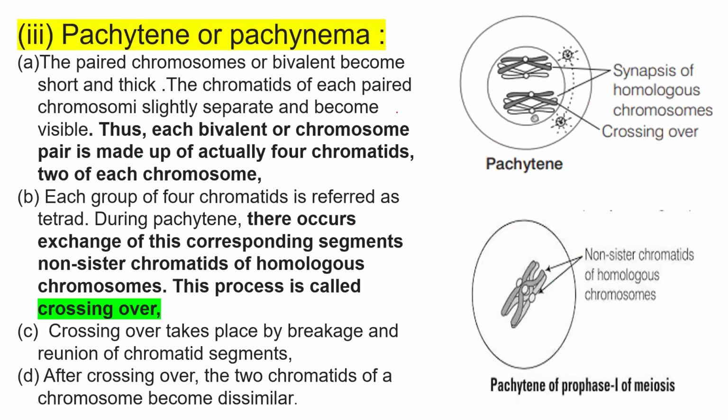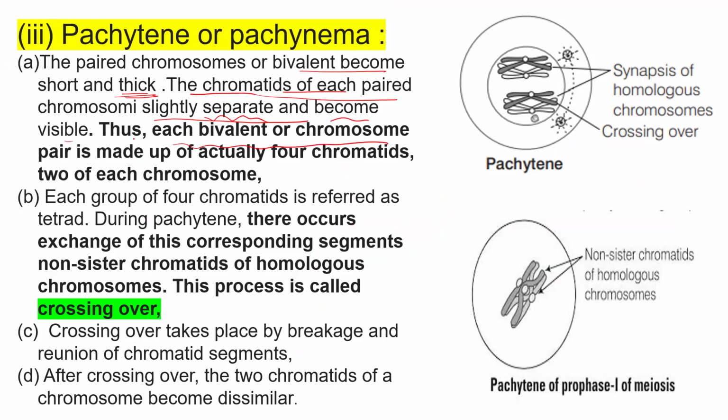Pachytene is also known as pachynema. The paired chromosome or bivalent becomes short and thin. The chromatids of each paired chromosome slightly separate, and there is a fight between the couple, between both the homologous chromosomes. So they slightly separate and become visible.